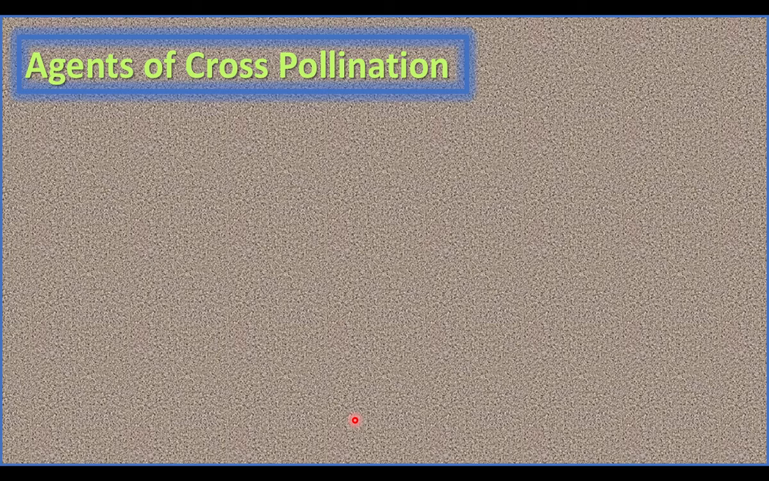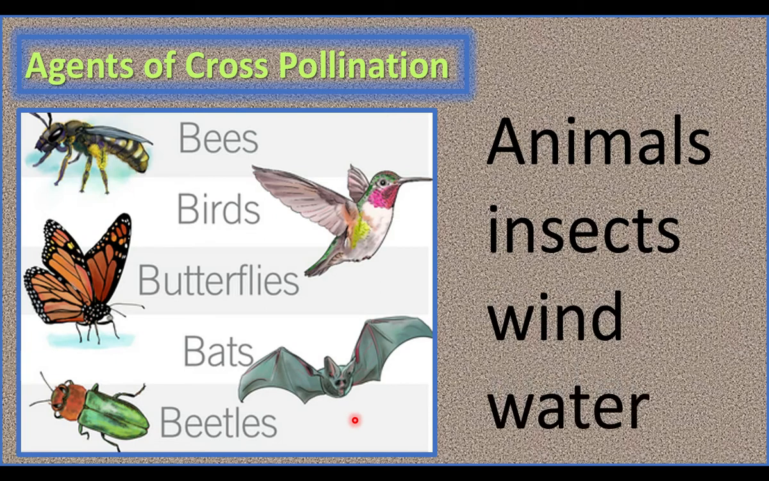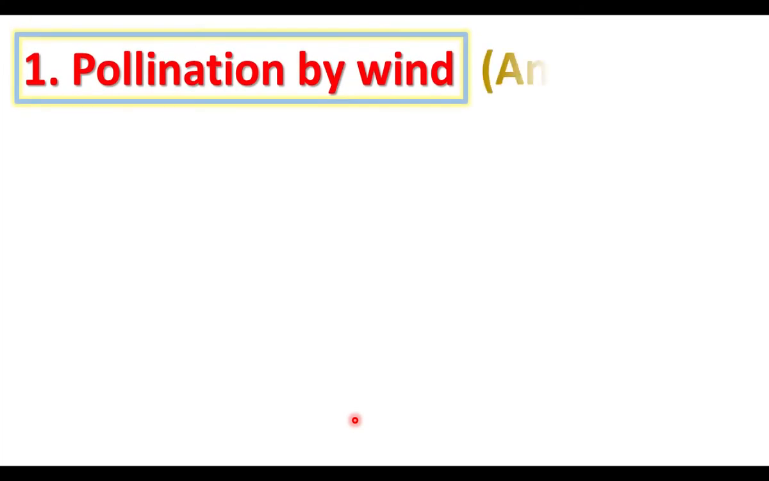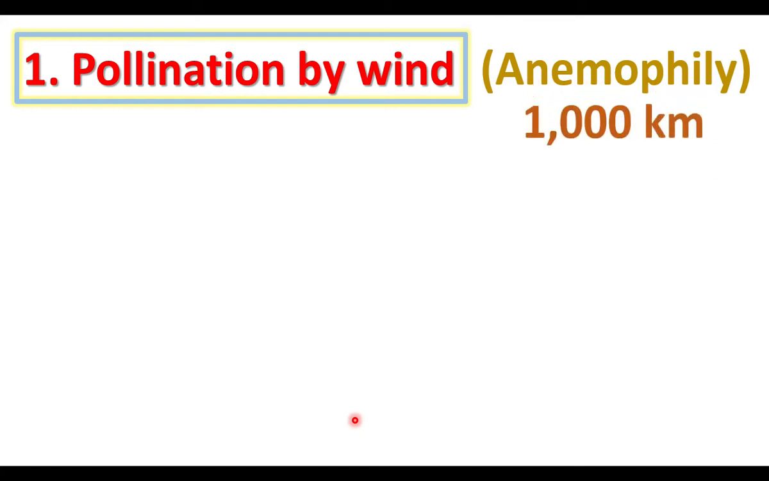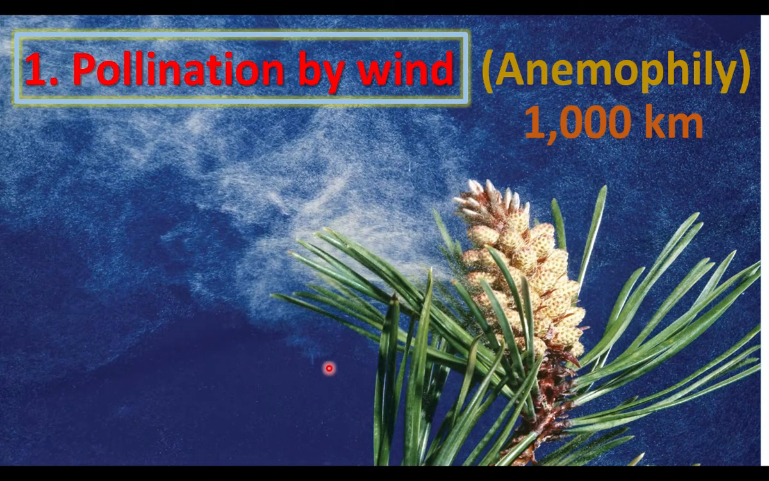Now let us see the agents of pollination. Animals, insects, wind, water are the agents of pollination. Pollination by wind is called anemophily. Some flowers produce a large number of pollen grains. The pollen grains are carried by wind for around 1000 kilometers. Since pollen grains are carried a long distance, the flowers produce more pollen grains. During pollination, a pollen cloud is formed.